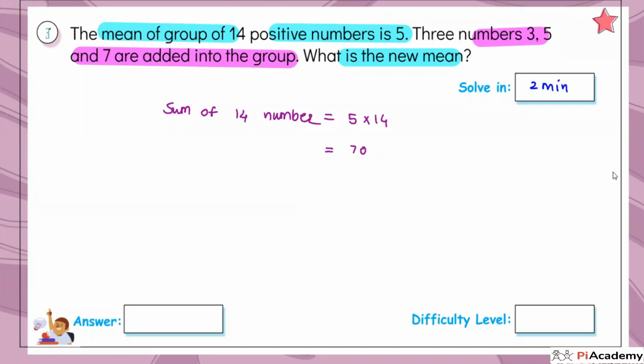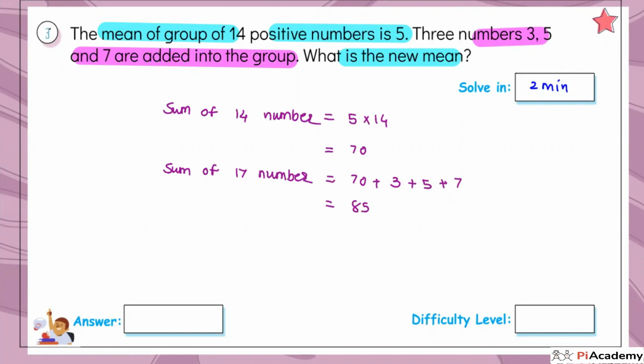And now you are adding 3 numbers into it, okay? So now the sum of 17 numbers is going to be how much? Previously you have the sum of 14 numbers, keep that 70 and add the extra numbers you are going to add, 3, 5, and 7. If you add this, what is going to happen? 3 plus 5, that is 8. 8 plus 7, that's 15, okay? So 70 plus 15, that is 85.